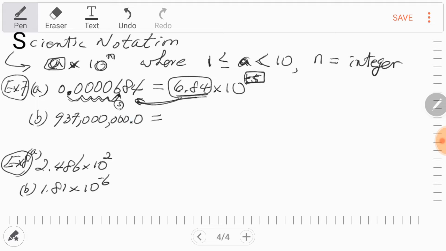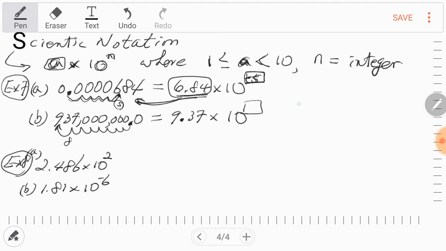Okay, move the decimal point. The decimal point is here, so move it to the left. 1, 2, 3, 4, 5, 6, 7, 8. So we moved 8 places to the left, and then the number will be 9.37. You don't have to write zeros after 7. Okay, and then multiply by 10 to the what power? We moved 8 places, so it's going to be 8 or negative 8.